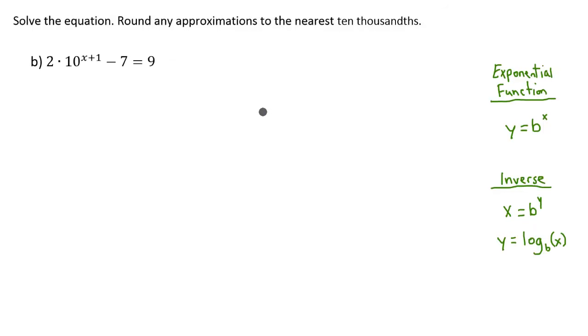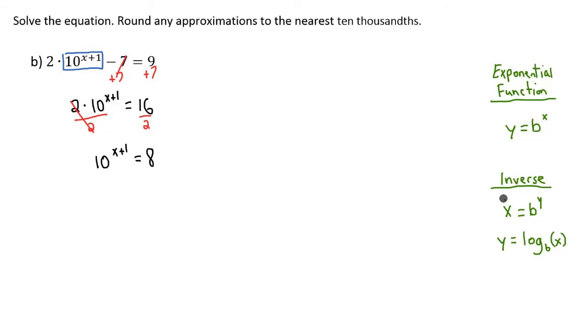In part B, we're going to use the inverse to solve as well, and switch forms and all that stuff. But before we do that, we have to isolate the base with that exponent. So we need to get that 10 to the x plus 1 power by itself. So the first thing that we're going to do is add 7 to this left side, and then add 7 over there. We're left with 2 times 10 to the x plus 1 power equals 16. And then we're going to divide out the 2. That goes away. Divide this side by 2 as well. Now we're left with 10 to the x plus 1 power equals 8.